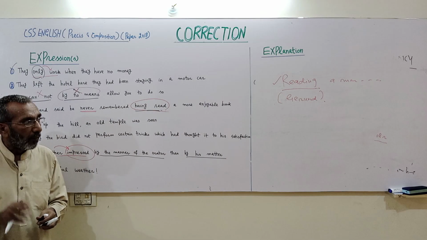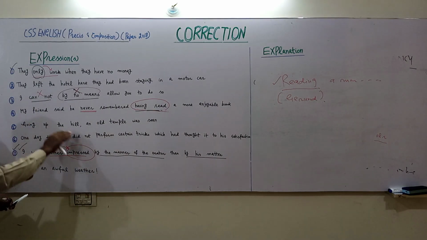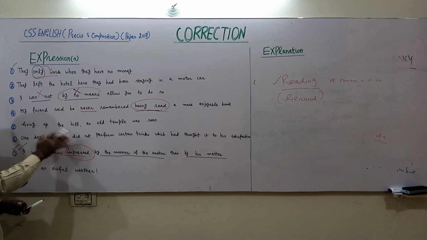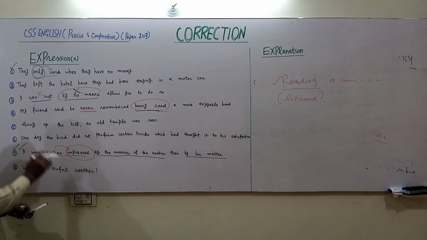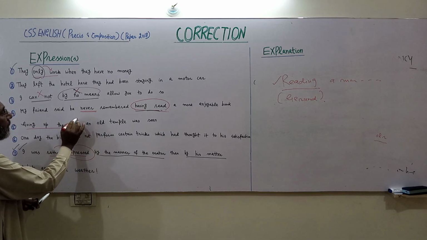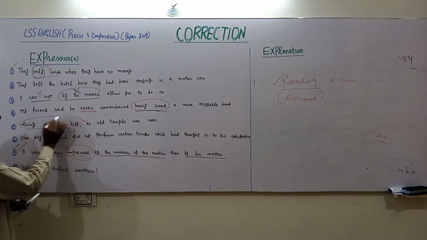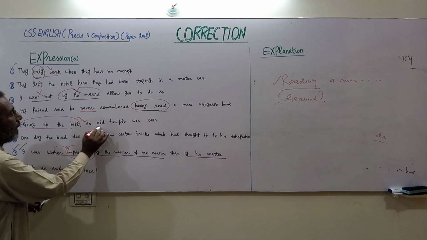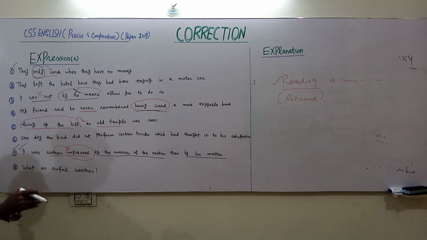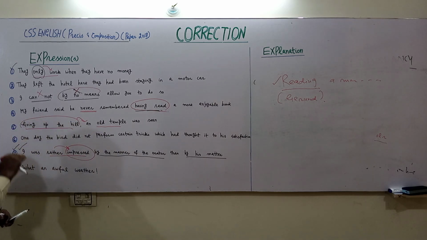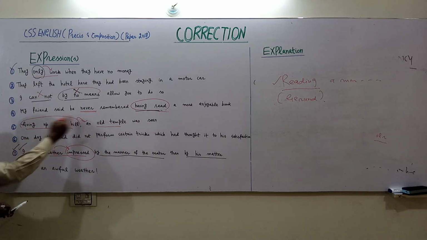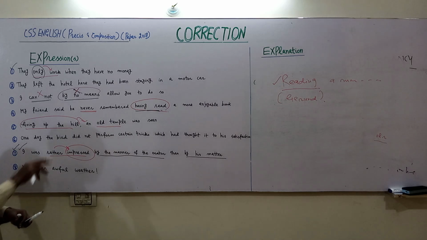Clear? Okay. So, "Going up the hill, an old temple was seen." This is something new. It was not part of the previous videos. Going up the hill: the expression that follows this is what gets modified. Here we get the impression that an old temple was going up the hill.